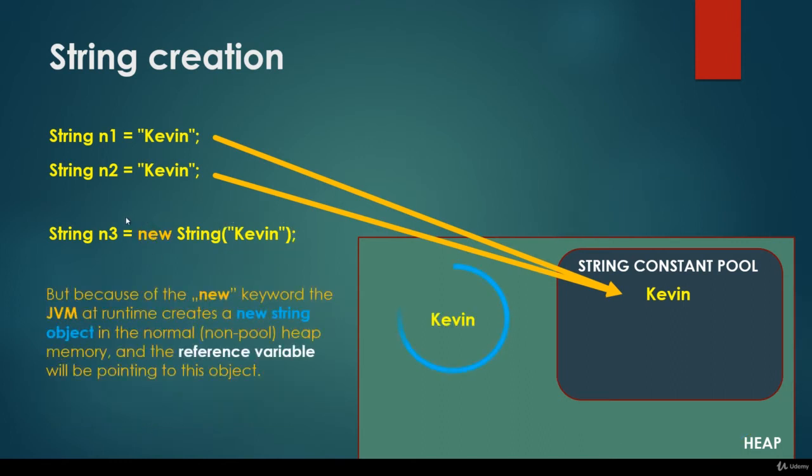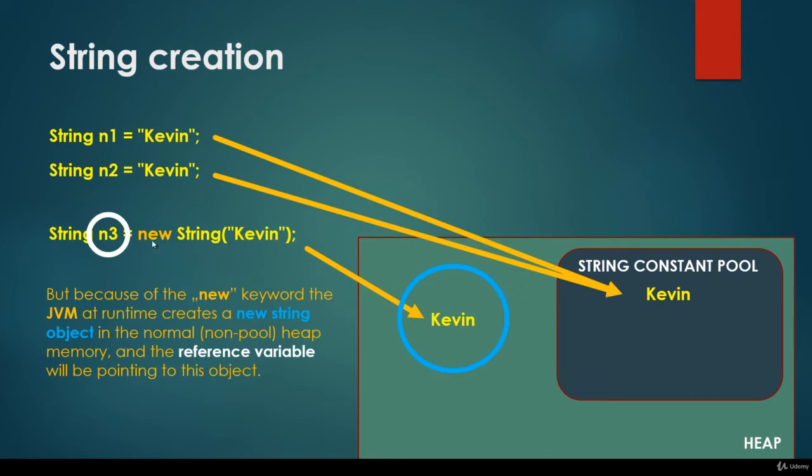But because of the new keyword, the Java virtual machine is going to create a new string object at runtime in the heap memory. The string constant pool is in the heap memory as well, but as you can see, this Kevin object is going to be created outside the string constant pool. And the reference variable will be pointing to this object. So n3 is going to be pointing to the Kevin object in the heap memory. This Kevin object is not part of the string constant pool.